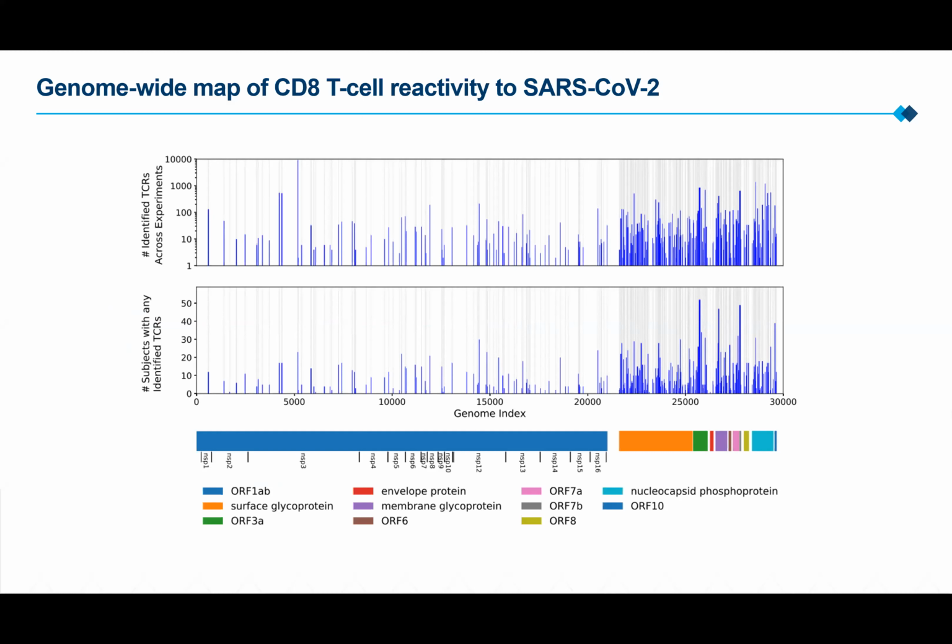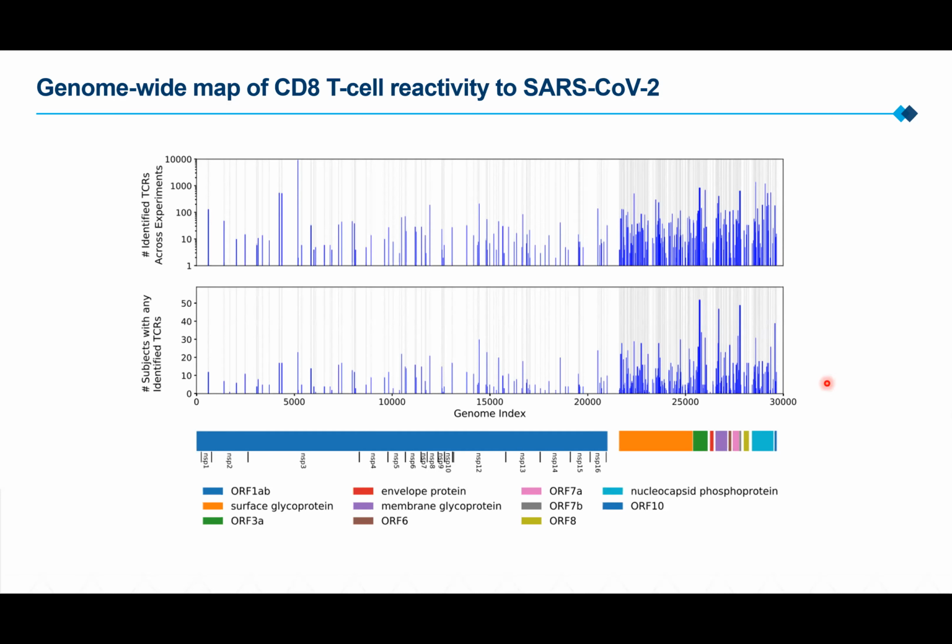So the first result I want to show is just the total breadth of the responses. And just to orient you to this figure, the gray bars are where we actually had peptides, so we could actually look for responses. And the blue lines on the top are the total number of unique TCRs that have been identified across the experiments on a log scale, and the number of unique individuals that had at least 1 TCR mapping to that antigen across the 61 or so experiments that were done at this time.